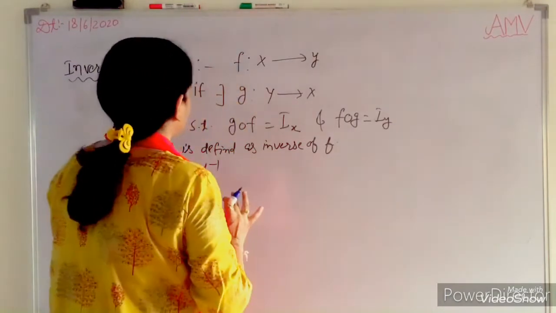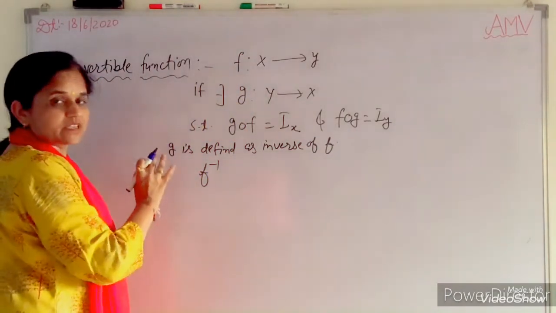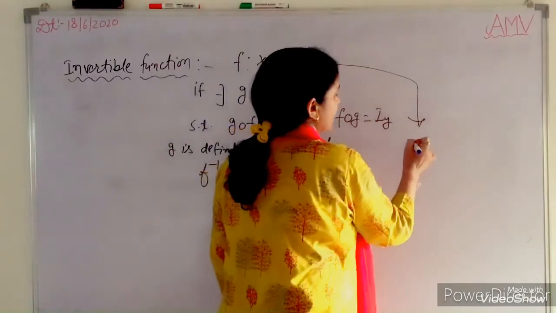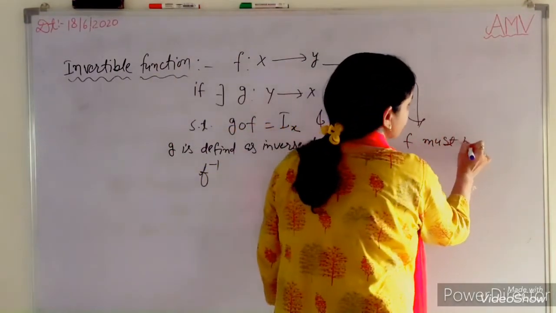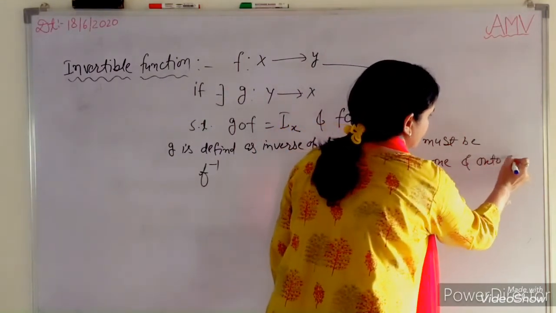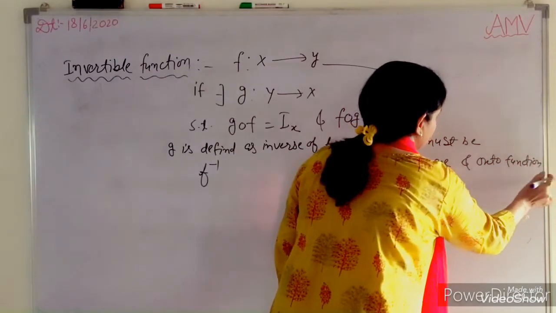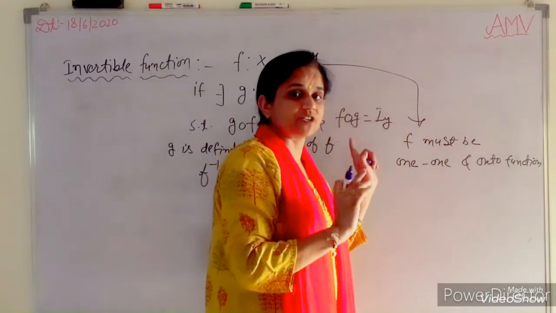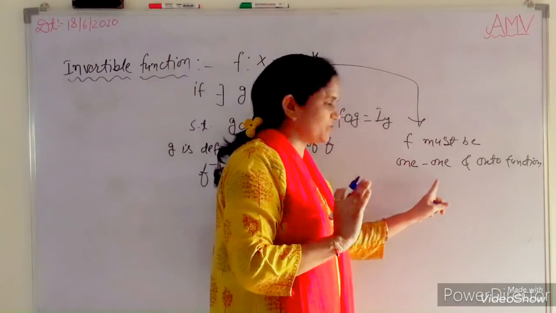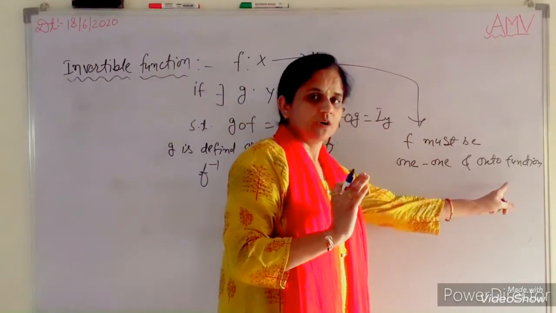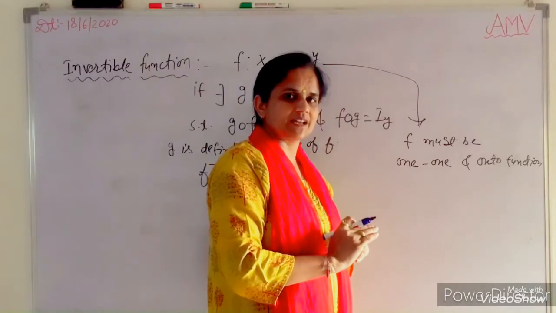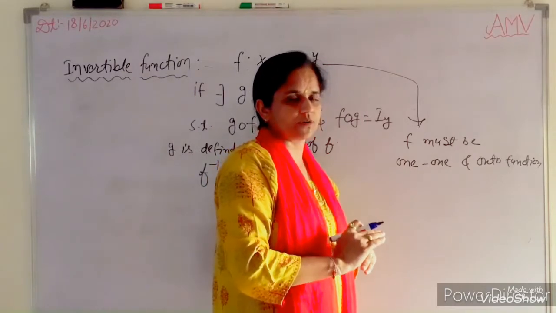Okay. Now, another concept for this invertible function, student: for an invertible function, F must be 1-1 and onto. Then only will the composite be the identity function. The composite function of F will be the identity function if F is 1-1 and onto. So to check whether the inverse exists or not, first we have to check that the function F is 1-1 and onto. Okay, student.